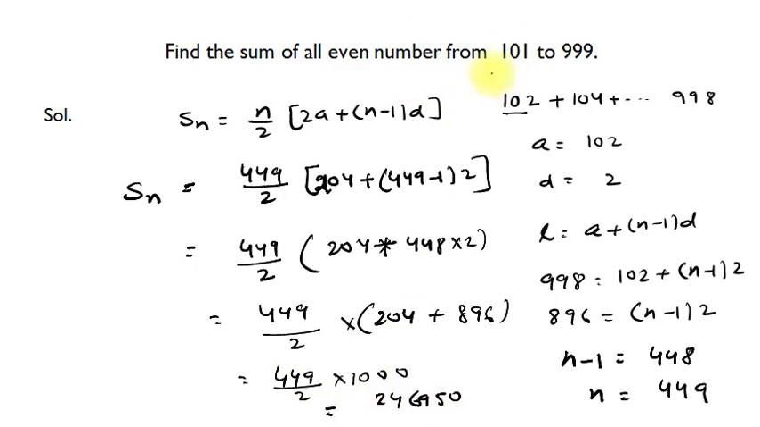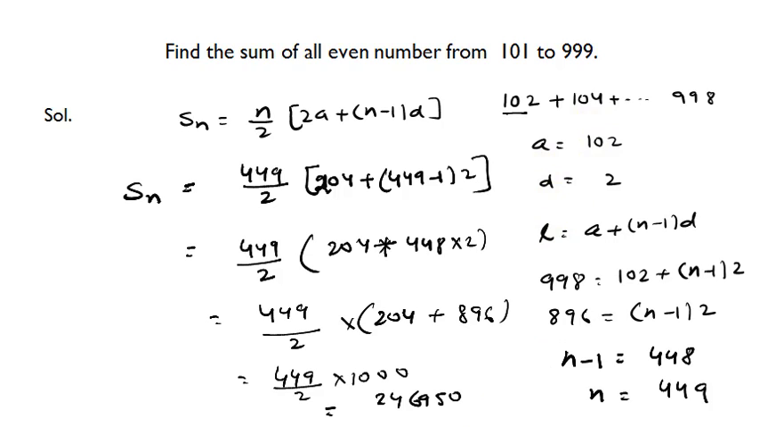That is, we can find by using the last term and by using Sn, which is n by 2 into 2a plus n minus 1 into d, the value of the summation of the given series. So applying the same concept as the previous, we find the solution.